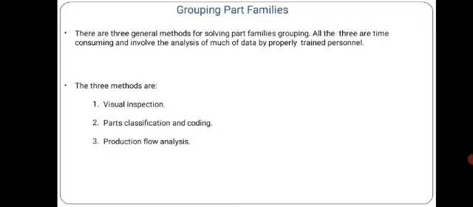Then production flow analysis. It is a method for identifying part families and associated machine groupings that uses the information contained on production route sheets rather than part drawings. These are the three methods for grouping the part family.